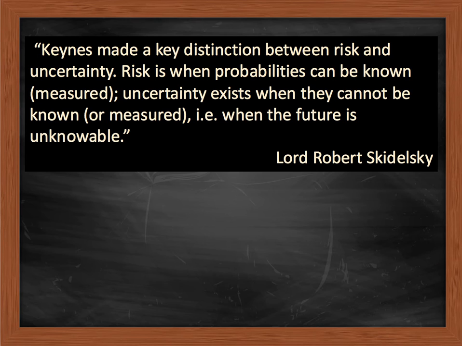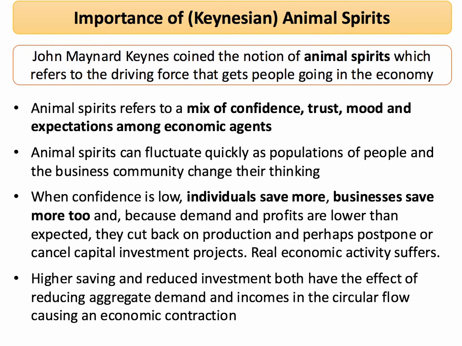Uncertainty exists when things can't be known or measured, and when the future is essentially unknowable. Where will we all be in 5 or 10 or 15 years' time? So Keynes placed a lot of emphasis in his analysis on the economics of uncertainty. And in a world of uncertainty, sentiment truly does matter. So this leads us on to the idea of animal spirits.